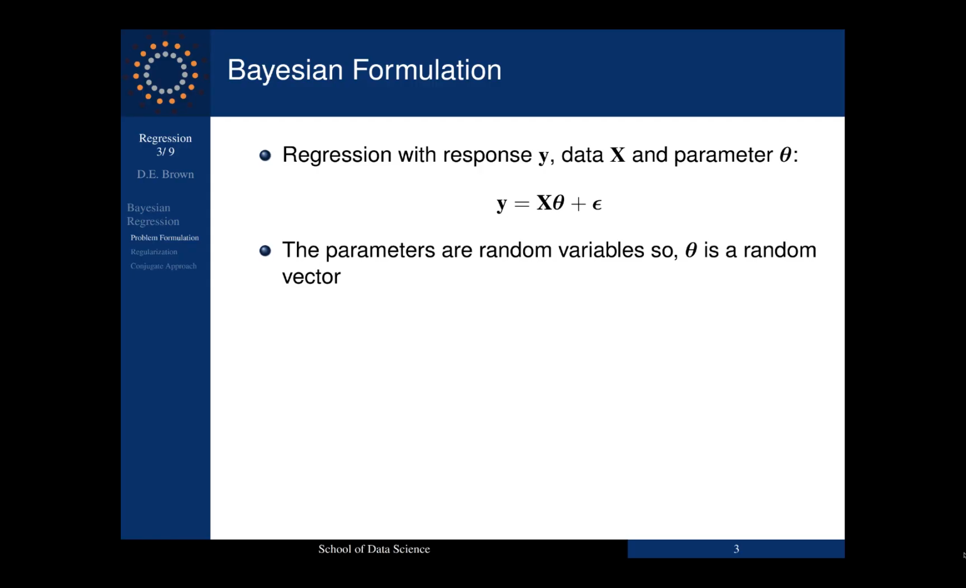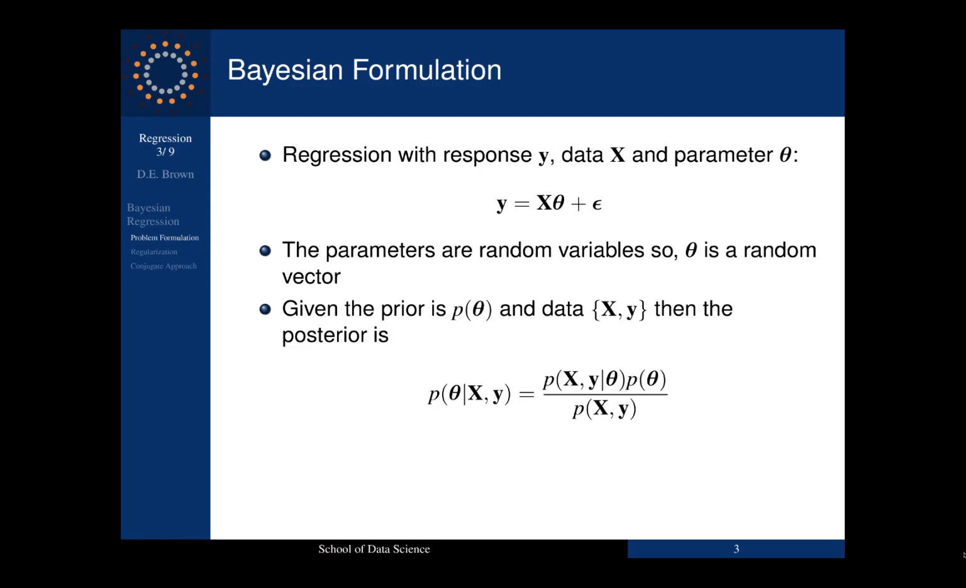The parameters are random variables in a Bayesian formulation. So theta then is a random vector. In traditional maximum likelihood estimates, we just treat the betas or the theta values, which are the parameters in regression, as fixed, but that we need to estimate. But in the Bayesian formulation, we treat them as random. So this is now a random vector.